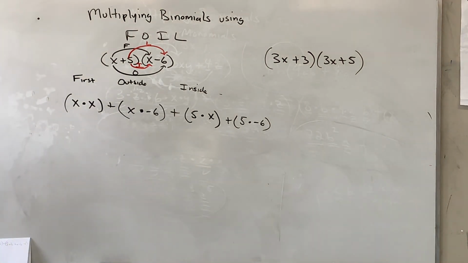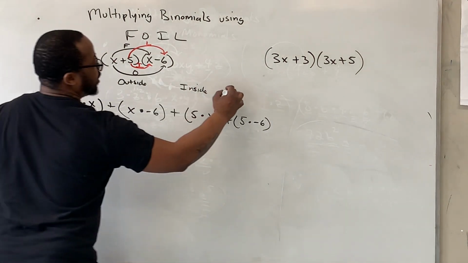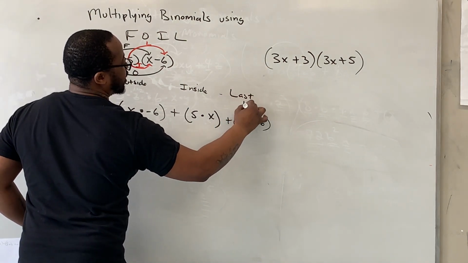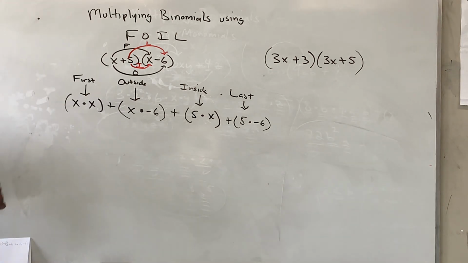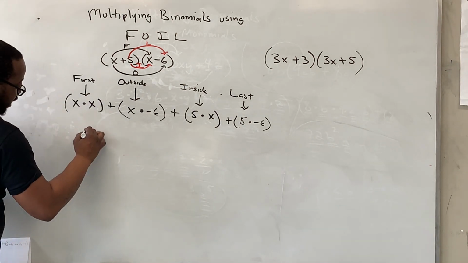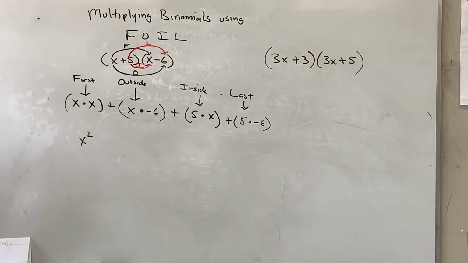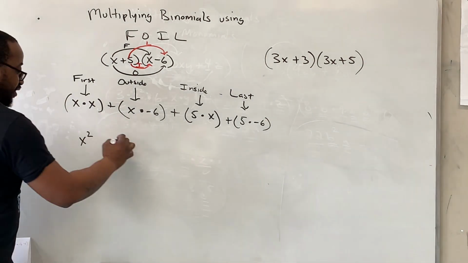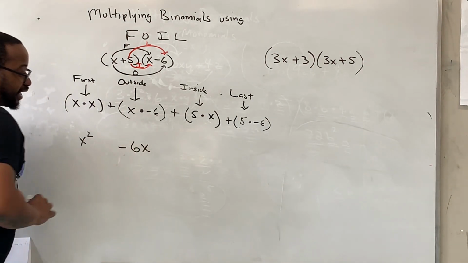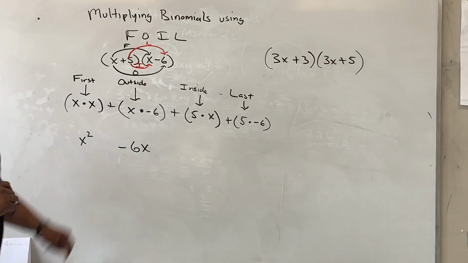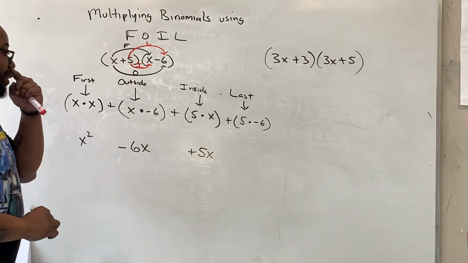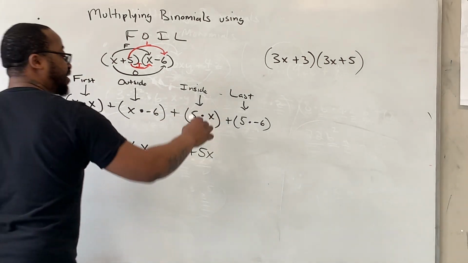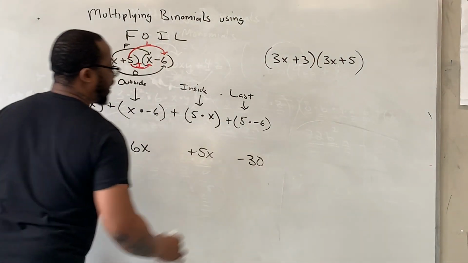Now we can multiply and get this thing going. Let me not forget to write last. This is the inside, this is the outside, this is the first. X times x is going to give me x to the second power. X times -6 is going to give me -6x. 5 times x is going to give me positive 5x. 5 times -6 is going to give me -30.